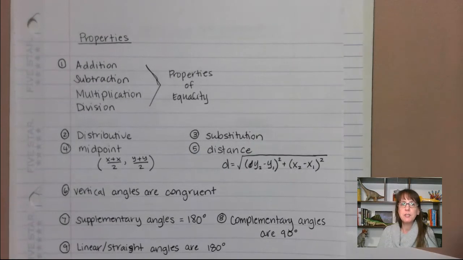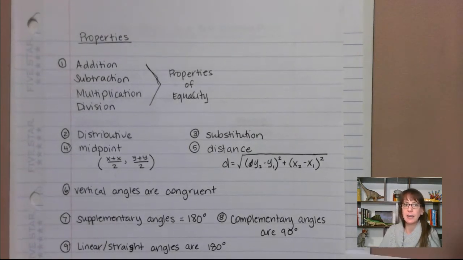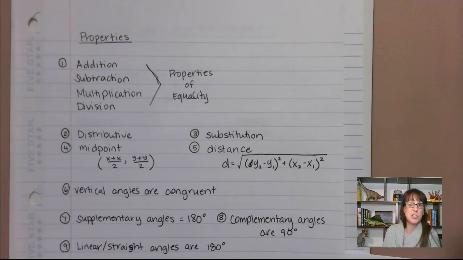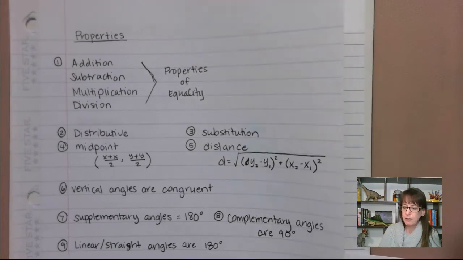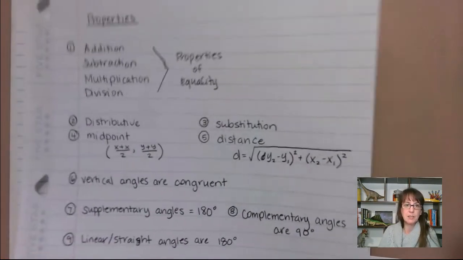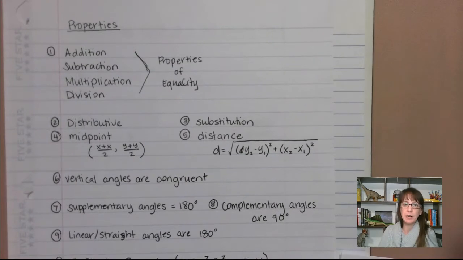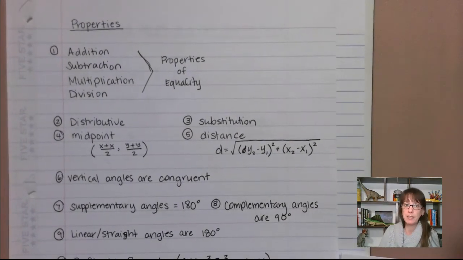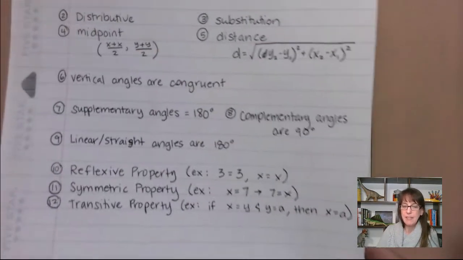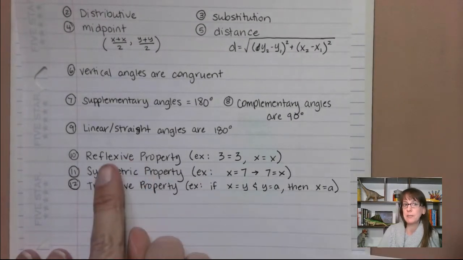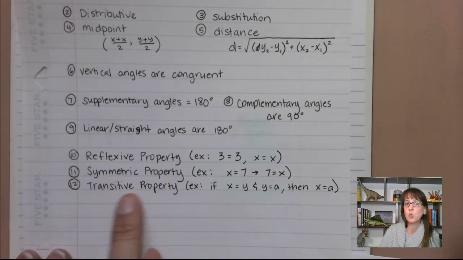So we've been introduced to some properties before this, like addition, subtraction, multiplication, division, if you do it on either side. Vertical angles are congruent, supplementary angles are 180, complementary are 90. Again, pause if you don't have these written down, make sure that you do. And then the most recent ones we have learned about are the reflexive, symmetric, and transitive properties.